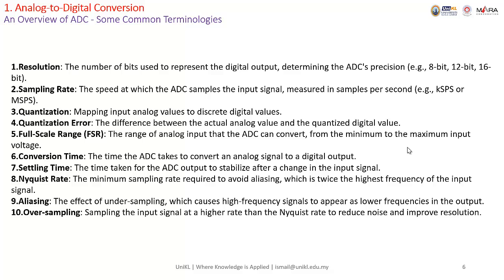And Nyquist rate, the minimum sampling rate required to avoid aliasing. This is twice the highest frequency of the input signal. For example, if we have a signal with maximum frequency at 1 hertz, then the sampling should be more than 2 hertz. Aliasing is the effect of undersampling, which causes high frequency signals to appear at lower frequency in the output. So that's what we call aliasing.